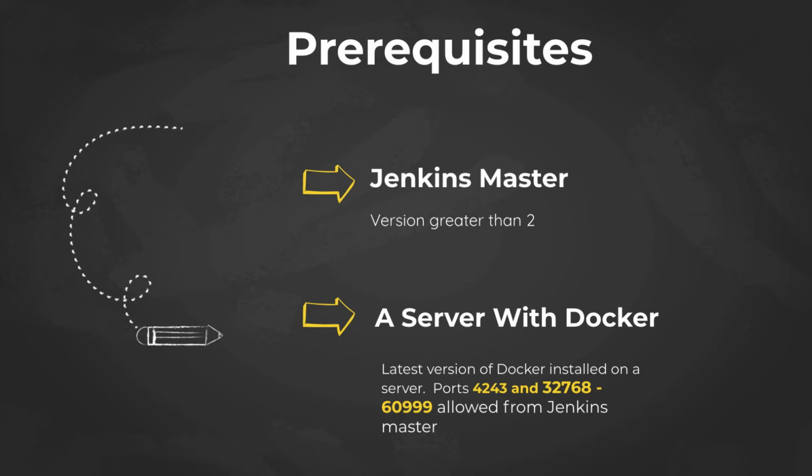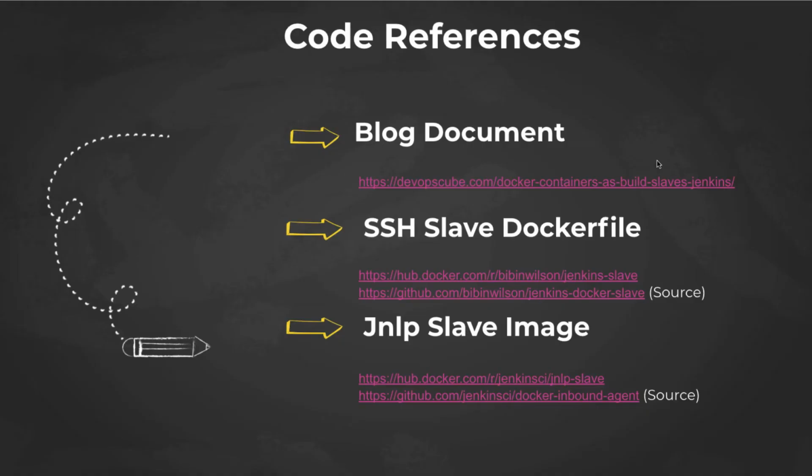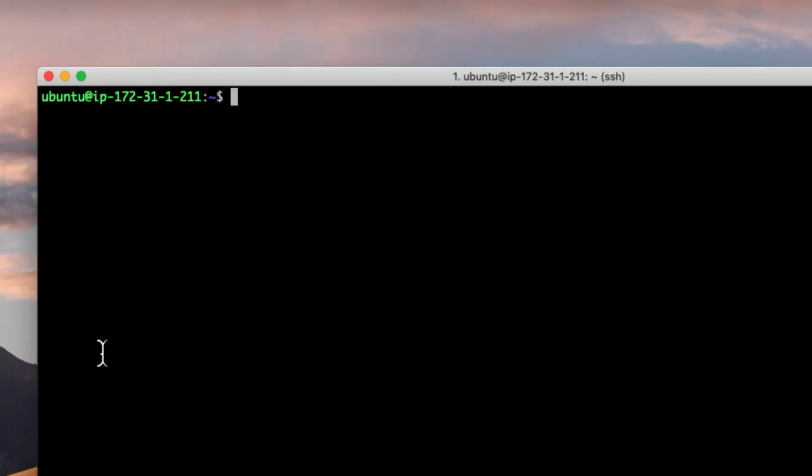Normally, on a secured enterprise network, you will not have access to create these firewall rules. Please talk to your network administrator and get this firewall rule coded and added to the server. To make things easier, I have added all the commands and document references in the description below. Please check it out and keep it as a reference while you follow the video tutorial. Let's get started with the setup.